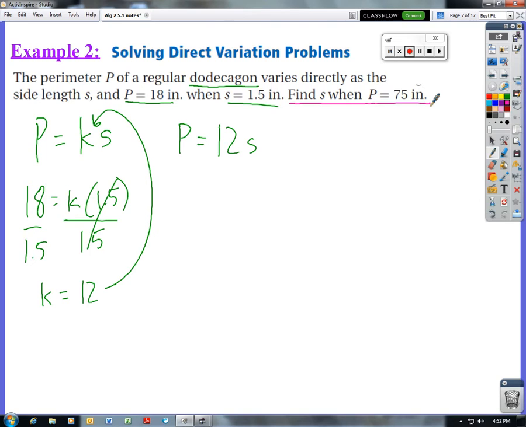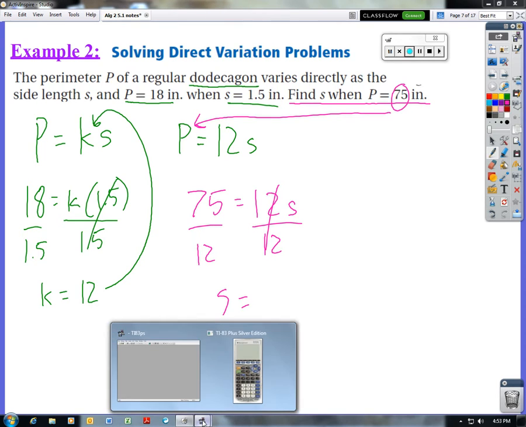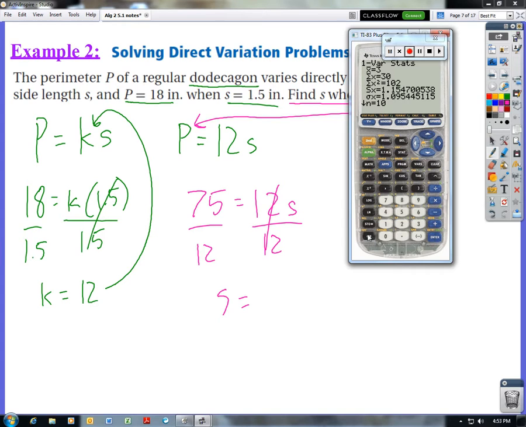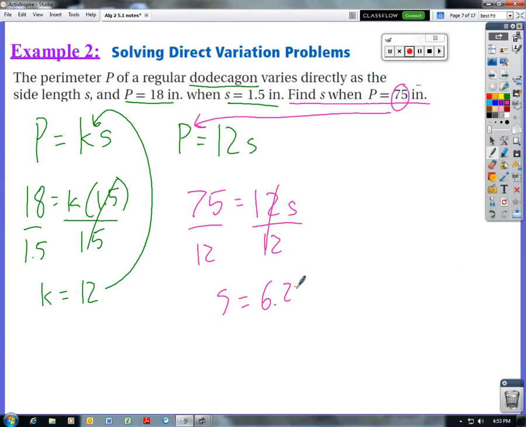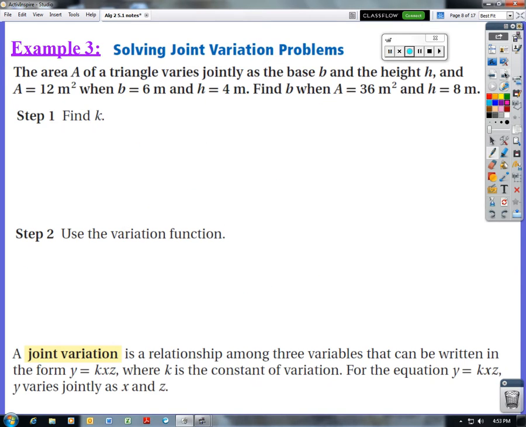So it says find S when P equals 75 inches. So we'll just take 75 and plug it into our P. So we get 75 equals 12 times S. Solve for S, which is the side length. Divide both sides by 12. And S is going to be equal to, I need my calculator for this one, 75 over 12 is 6.25. Again, units, so that's 6.25 inches per side. It's another very big shape. Okay, good job on that.